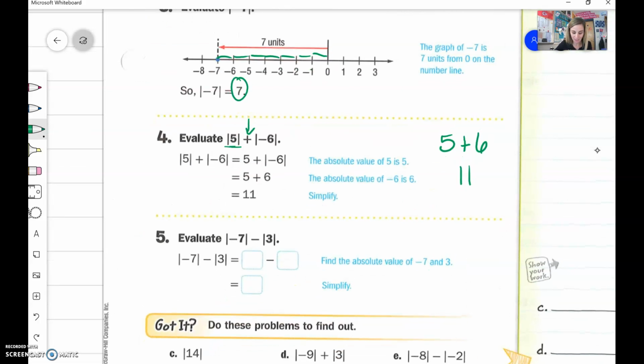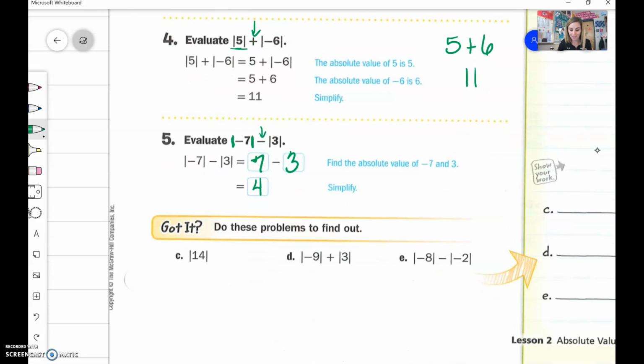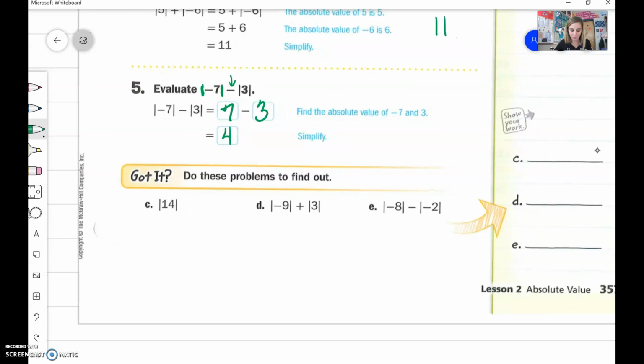All right, take a look at this. Evaluate. Remember, those lines mean absolute value. The absolute value of negative 7, meaning the distance that negative 7 is from 0. It is 7. Remember, absolute value is never negative. And then we had a minus sign. What is the absolute value of 3? It is 3. So 7 minus 3 is 4. All right, let's find some more problems to do.